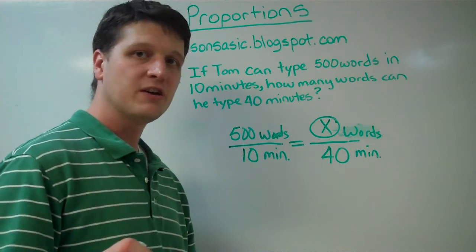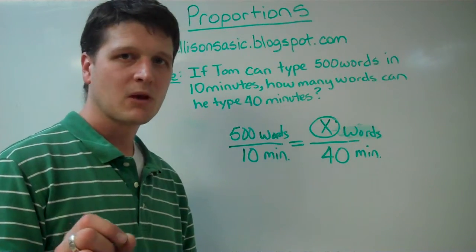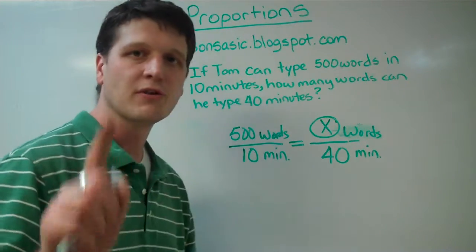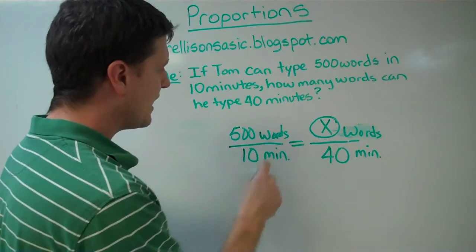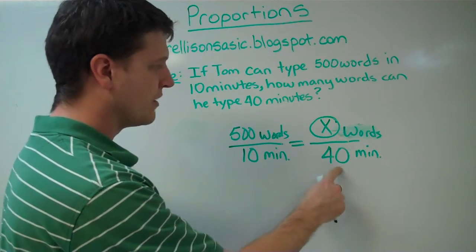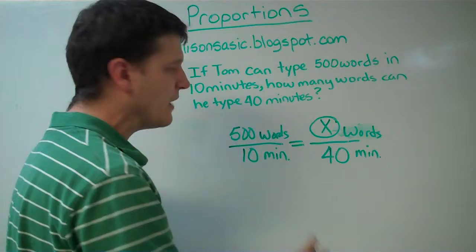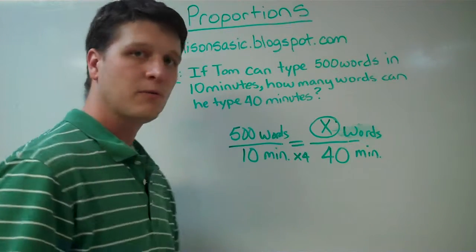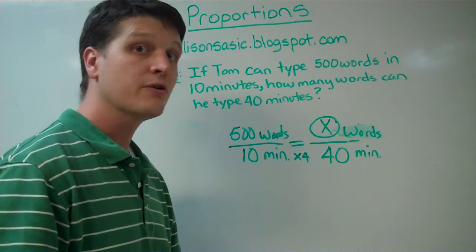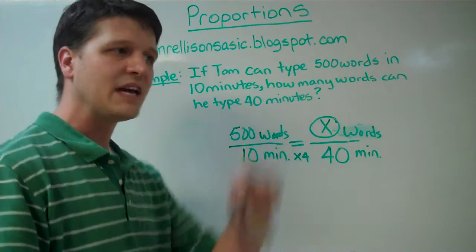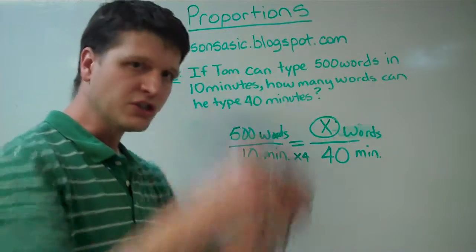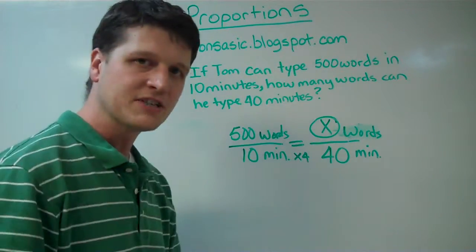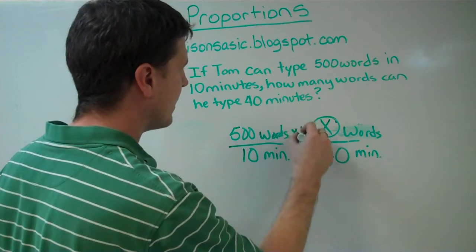Now, one method we can use is cross multiplication, which I'm about to show you in a few seconds, or we can use the multiple method. Now let's look from 10 to 40. We have a multiple of 4, so we can multiply times 4. Remember, whenever we're finding an equivalent ratio or an equivalent fraction, we want to do the same thing on the top and the bottom because they're proportional. So we're going to multiply times 4 on the top.